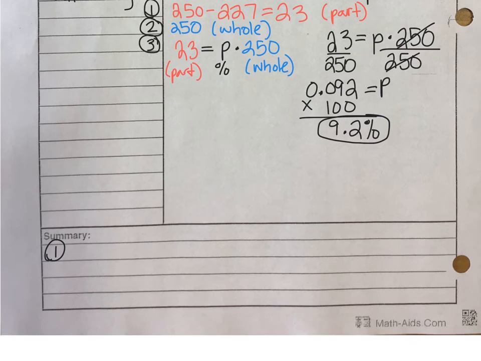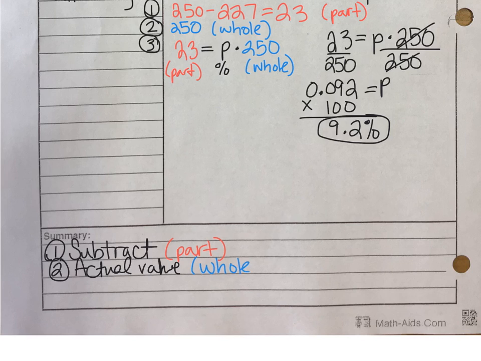In summary, we have 3 steps again. The first step is subtract, and this is going to give us our part. Step 2 is to identify the actual value, and that actual value is what represents the whole. And then step 3, as before, is to set up and solve the percent equation.